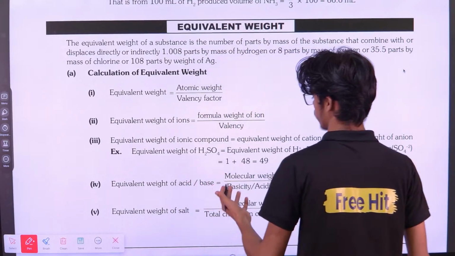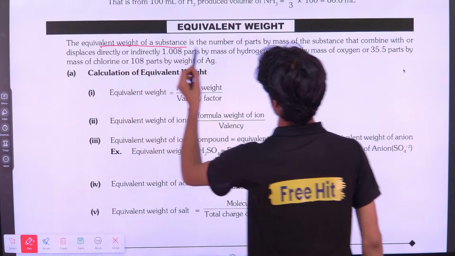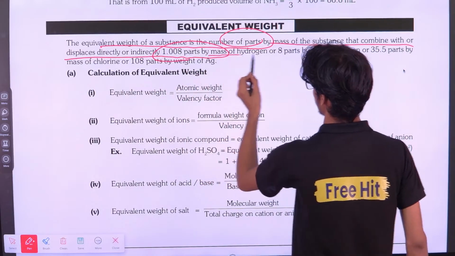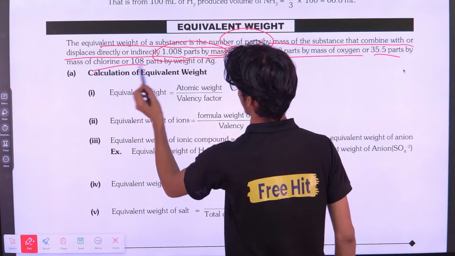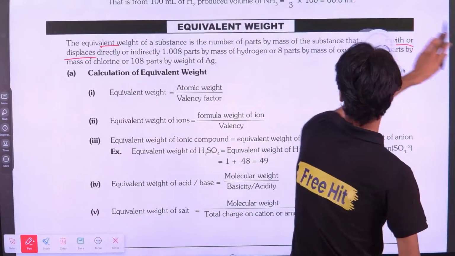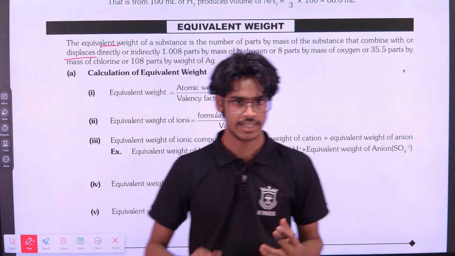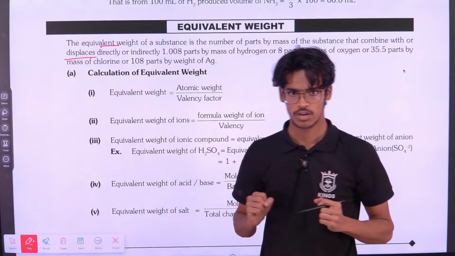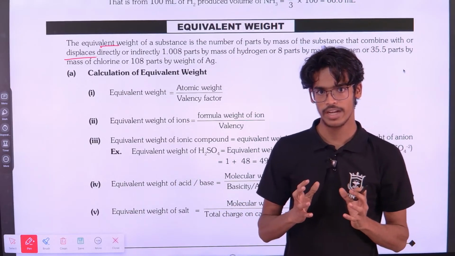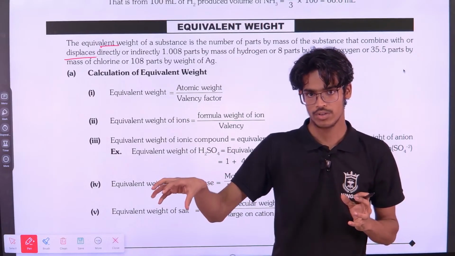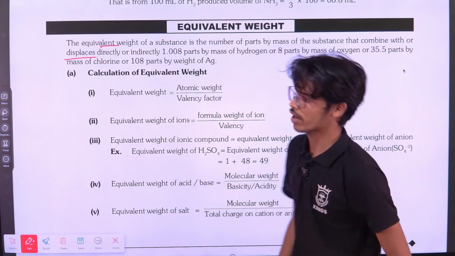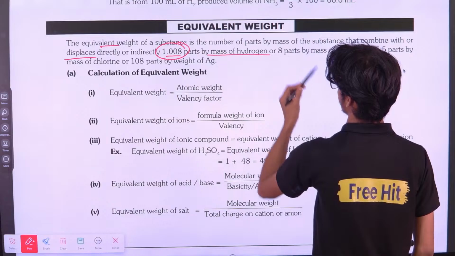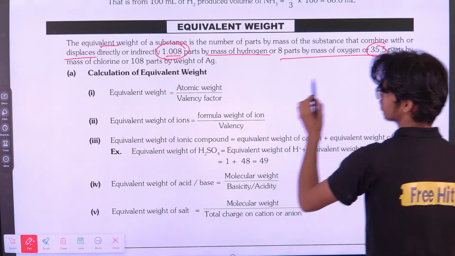Now let's understand what is equivalent weight. The equivalent weight of a substance is the number of parts by the mass of substance that combine with or displace, directly or indirectly, this much part of hydrogen, this much part of oxygen, this much part of chlorine. Okay, leave it. I'll tell you. Equivalent mass tells you how much amount of the substance it is going to displace from the other one. Equivalent weight tells you how much weight of hydrogen by part it is going to displace from the other. It means it will tell you how much amount will be replaced by 1.008 parts of hydrogen, or 8 parts by mass of oxygen, or 35.5 parts by mass of chlorine.